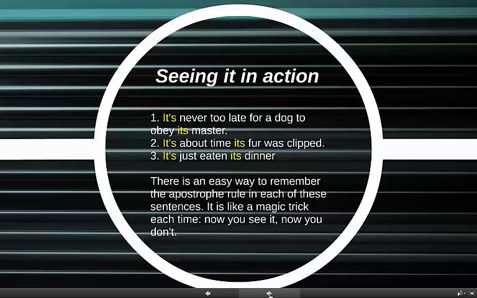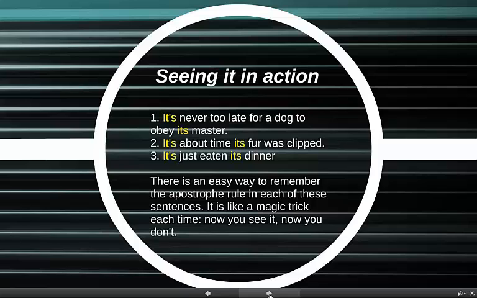In the third example, it's just eaten its dinner. There the abbreviation is for it has just eaten its dinner. And all the second uses of its, in each of those examples, the ones without the apostrophe, are all in the possessive. Okay, so the dog is belonging to the master, the fur belongs to the dog, and so does the dinner.